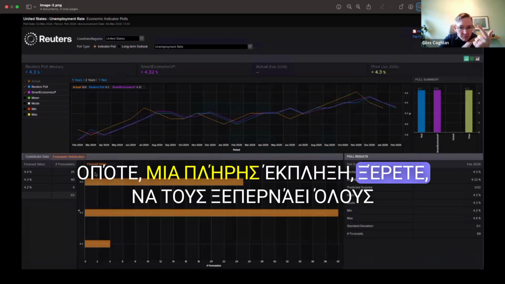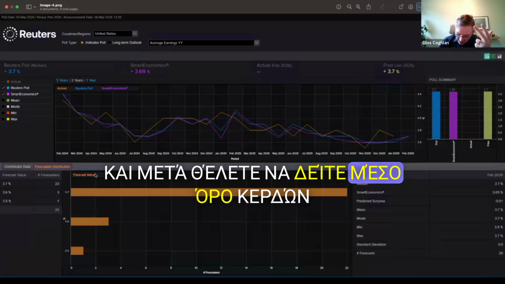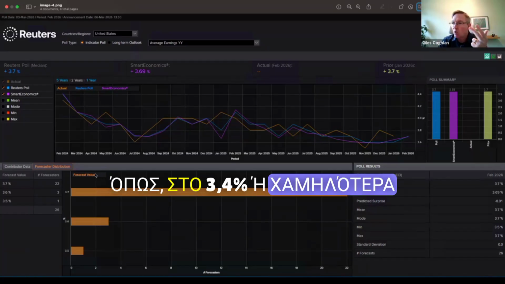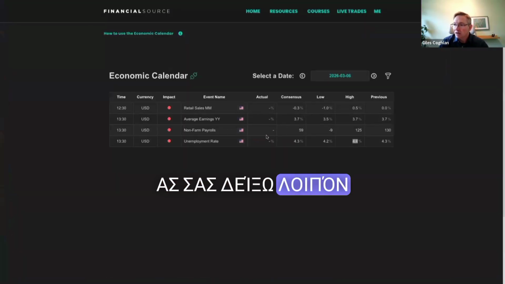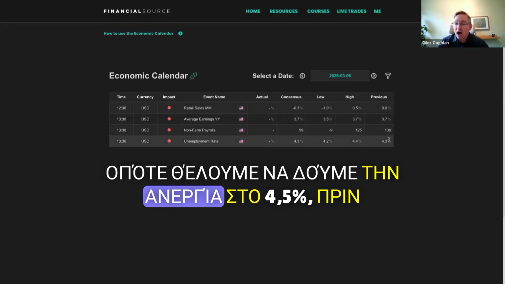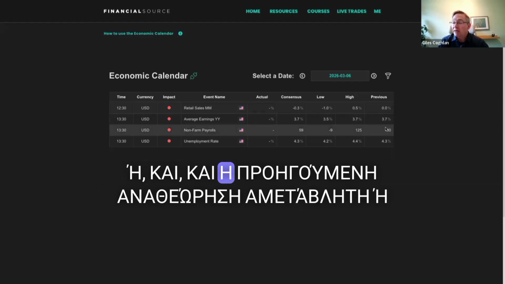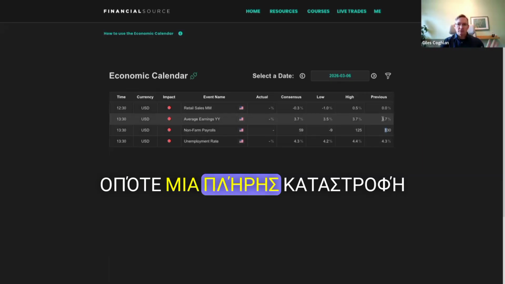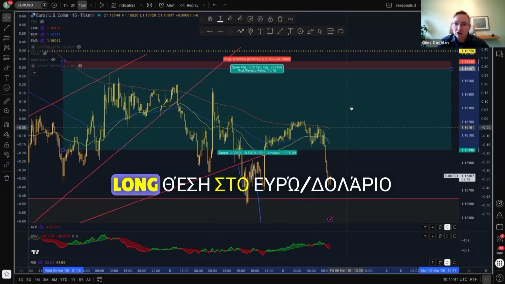So a complete surprise, blowing out the water, all forecasters surprised. And then you want to see average earnings coming in at like 3.4% or lower. So a complete surprise right across the board. Let's just show you. We want to see unemployment 4.5%, prior unrevised or revised higher; minus 10,000, and the prior unchanged or revised lower; average earnings 3.4%, and the prior unrevised or revised lower. So a complete washout. That would give you an opportunity to very quickly go with a euro dollar long.